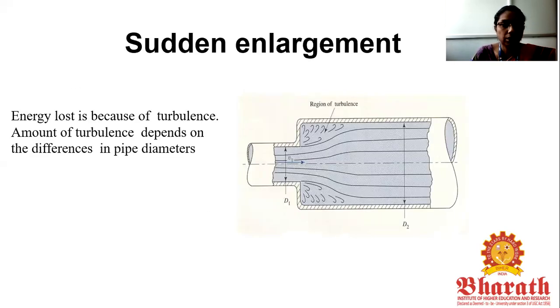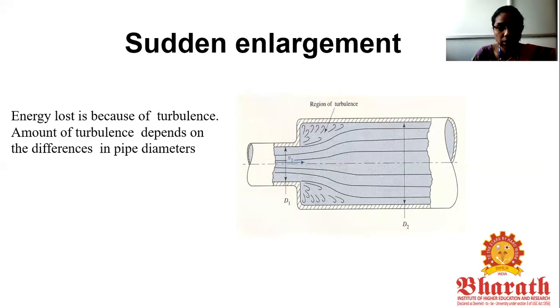Then loss of head due to sudden enlargement. So we can see the diagram. Here the energy lost is because of the turbulence generated when there is sudden enlargement in the fluid flow. This amount of turbulence depends on the differences in pipe diameter.